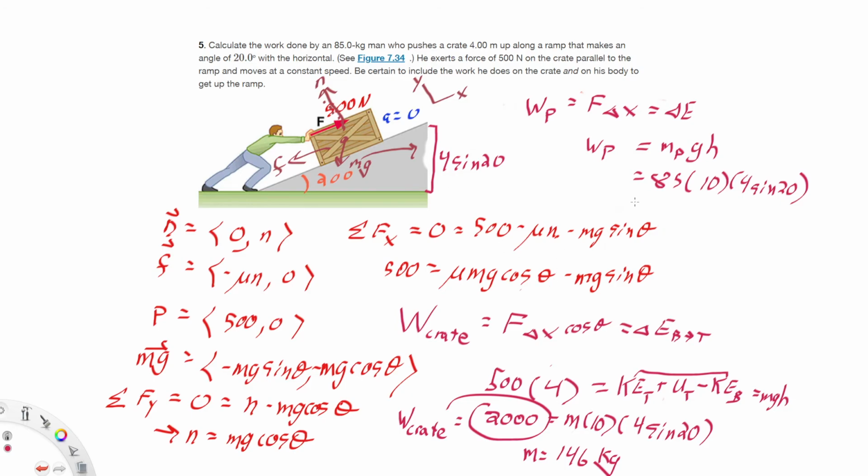Right, so this is a total of, rounding here, 1,200. So the total amount of work is the sum of these two, so it's about 3,200. Why did I write newtons? This is joules.